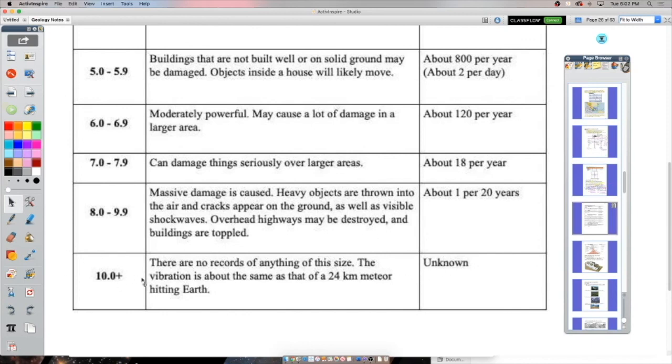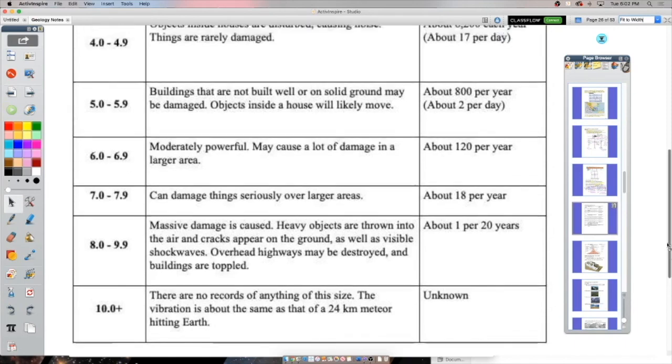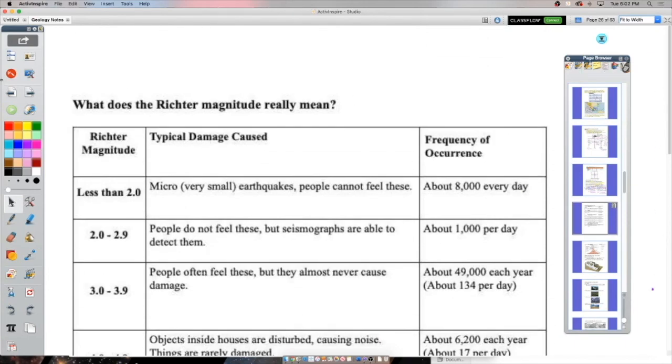So when we get up to the 10.0s, there's actually never even been one recorded of that size. It released the same amount of energy as a 24-kilometer meteor hitting Earth, right? So I'll let you read through that table to kind of contextualize the numbers on your own.